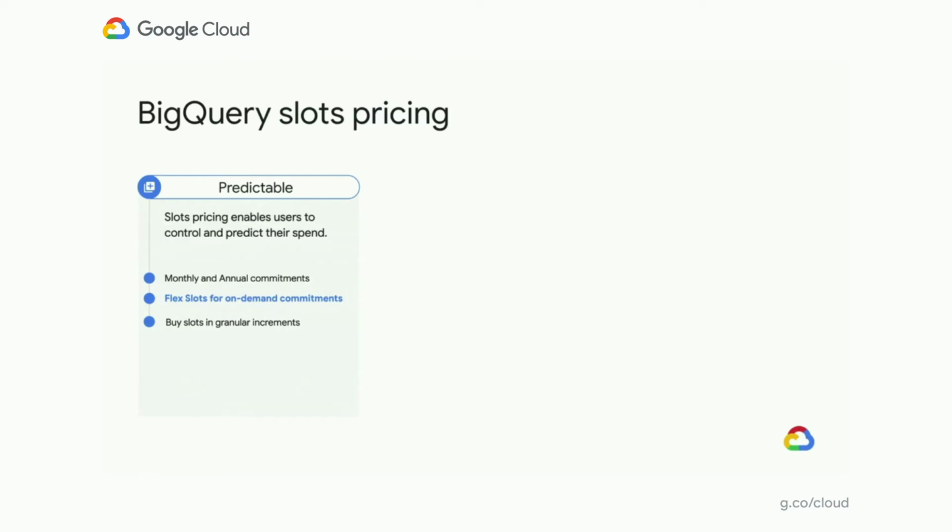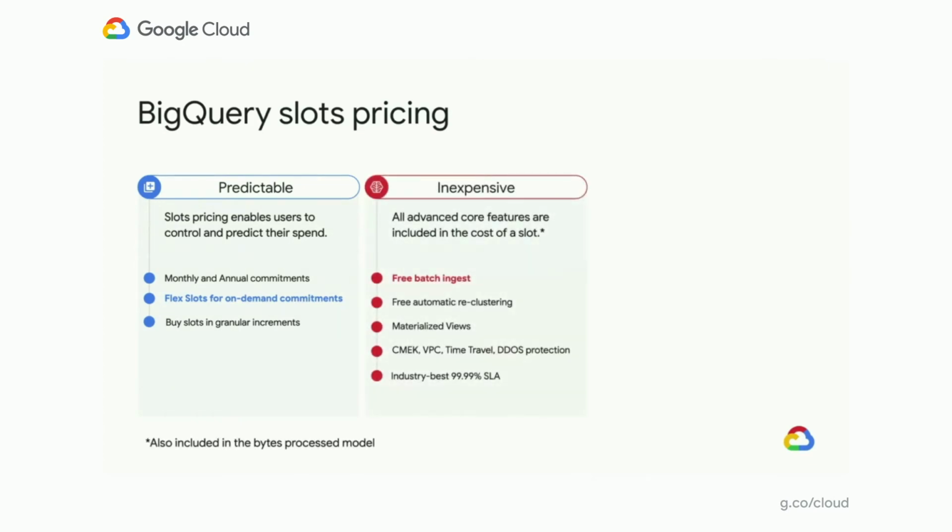The other thing is we don't rely on t-shirt sizes. You can buy slots in a number of granularities, and that's really, really powerful. The second part I should say is a lot of features come with slots. We don't have a special type of slots that you have to purchase in order to get materialized views. We don't have a special type of slot you need to purchase in order to buy advanced security features like customer master encryption keys, like time travel, like DDoS protection that we provide. All of that is included in slots.